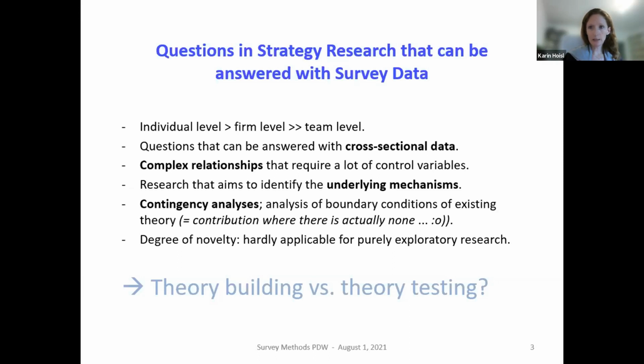If you want to get down to the mechanism, so if you want to answer the why question, then surveys could also be very interesting, because once it's about mechanisms, then you often need information about motives, about preferences, and these are data or information that you cannot get from other sources. Contingency analyses also work very well for survey designs. So contingency analysis, contributions where actually no contributions are left. So if all the questions have already been answered, then find mediators or moderators and design a new contribution. And again, you would get the information from a survey.